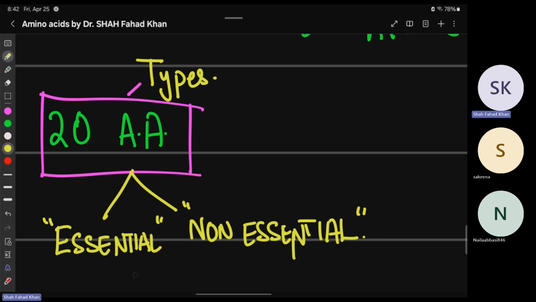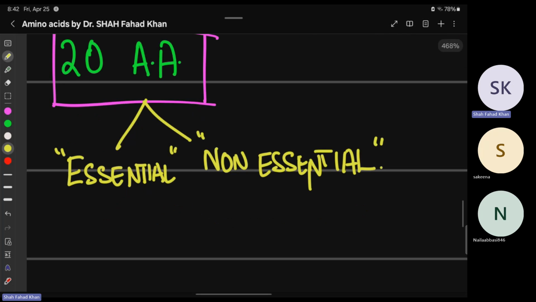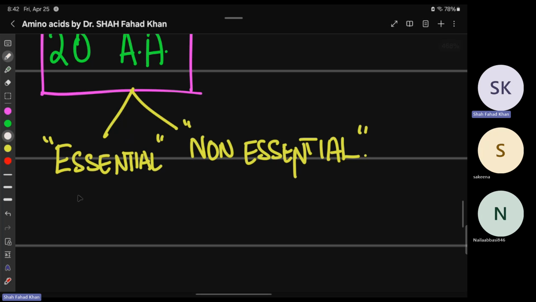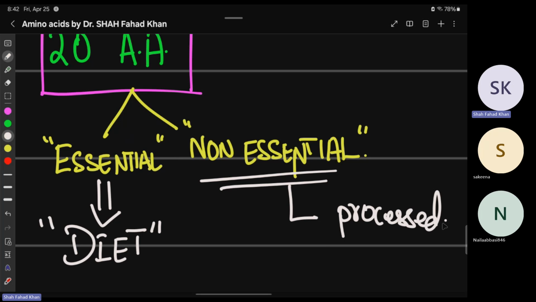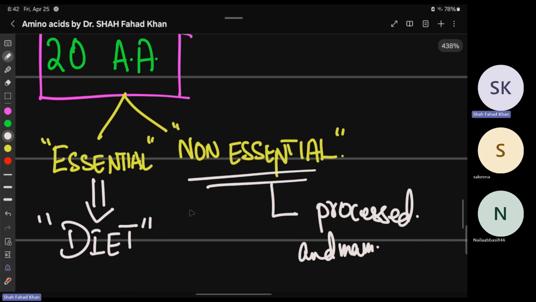So essential is not made by the body and non-essential is made by the body. Okay? Essential, therefore it's essential. So hence it has to be taken by diet. Cannot be processed by the body. Whereas non-essential, it is processed and manufactured by the body itself. So hence, no need to take it in diet. So not required in diet and essential ones are required in diet. So approximately 9 amino acids that we have are essential amino acids.